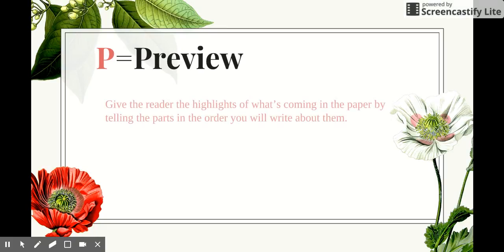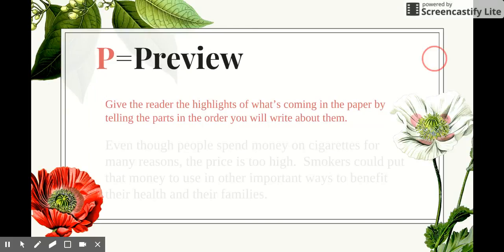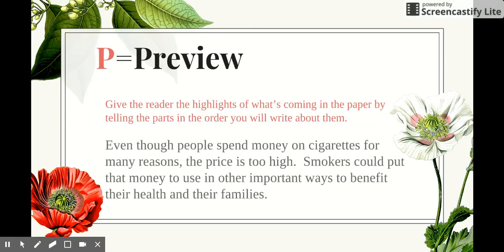Finally, there's the preview. The preview gives the reader the highlights of what's coming in the paper by telling the parts in the order you will write about them. Here's the answer. Even though people spend money on cigarettes for many reasons, the price is too high. Smokers could put that money to use in other important ways to benefit their health and their families.